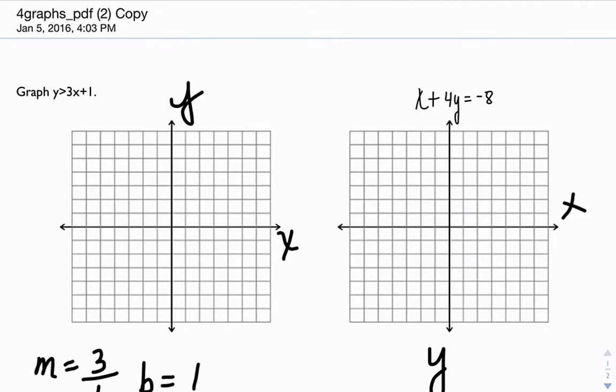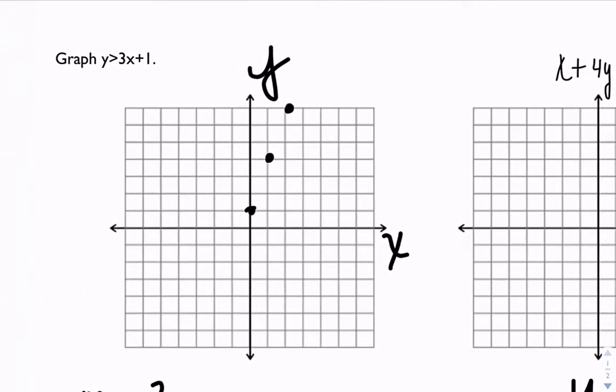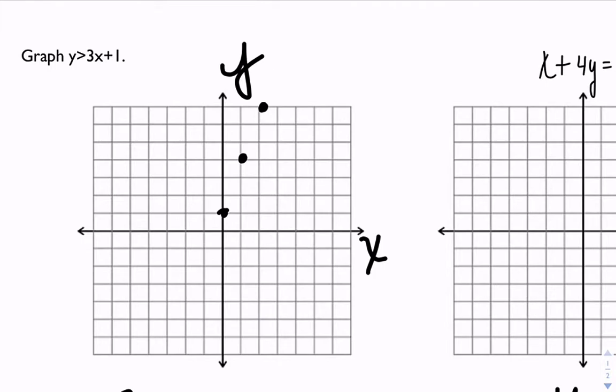So let's graph this. I'll put a point on the y-intercept, 1, and then I'm going to rise 3, run 1. Rise 3, run 1. Now when I go to draw the line, I'm not going to draw a solid line because there's not an equal sign in that inequality. It is just a greater than sign. So I'm going to show that it does not equal that line. I'm going to draw a dotted line.